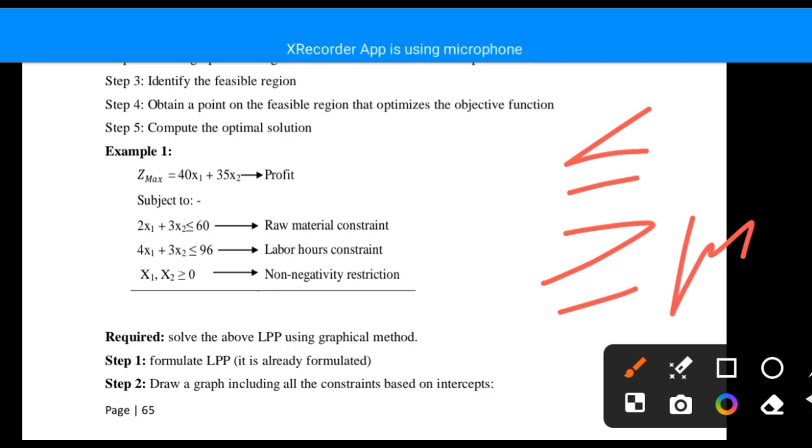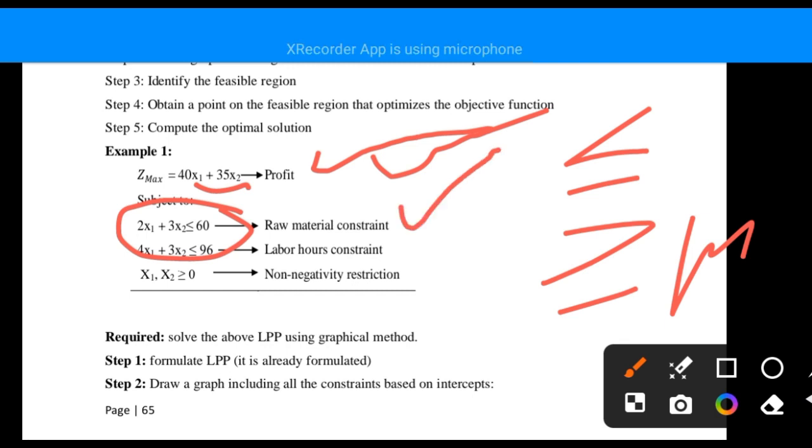So the maximization is equal to 40x1 plus 35x2. We call this objective function. Our objective function now in this example is profit, maximizing profit. And subject to these constraints. These two are constraints. 2x1 plus x2 less than or equal to 60.